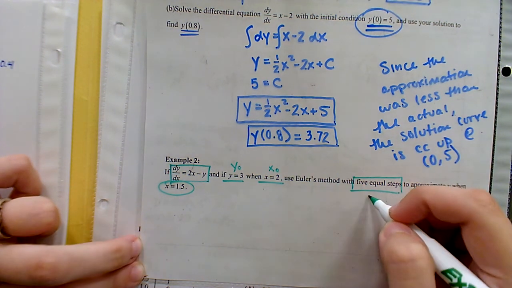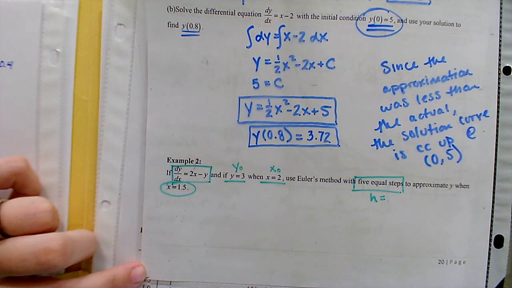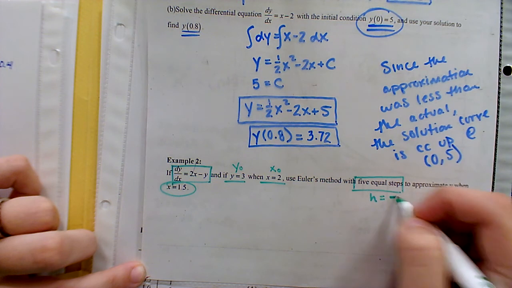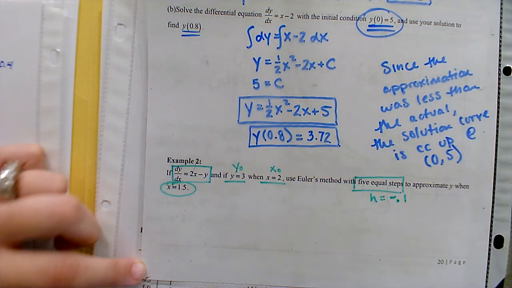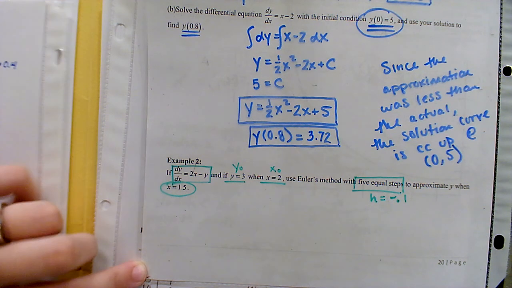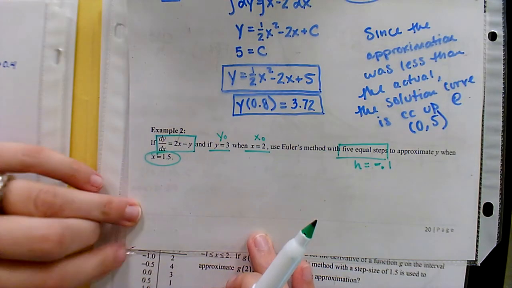So what might our step be? Might be a little tricky. Yeah. It's negative because we're going backwards. Okay, negative 0.1. Notice how we're starting with 2, but we want to approximate 1.5. Okay, so we're moving to the left, graphically speaking.